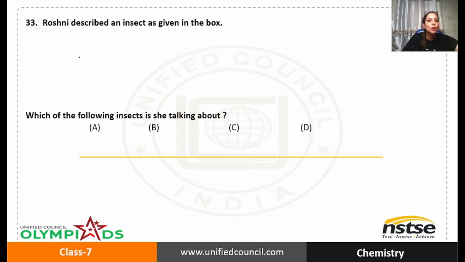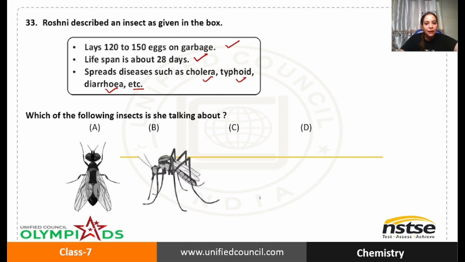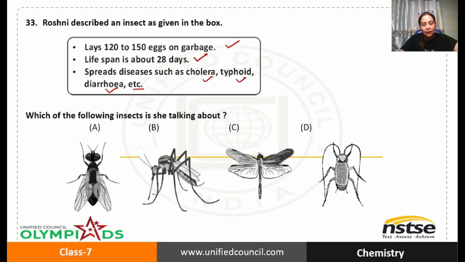Next question says, Roshni described an insect as given in the box. Okay, so it is said that Roshni is talking about some insect who lays 120 to 150 eggs on garbage. And its lifespan is about 28 days. That means that particular insect lives for 28 days. It spreads diseases like cholera, typhoid, diarrhea, etc. So which of the following insects is she talking about? Option A, option B, option C, and option D.